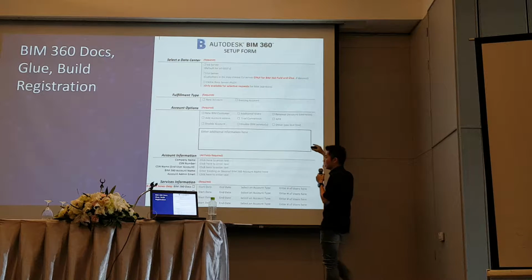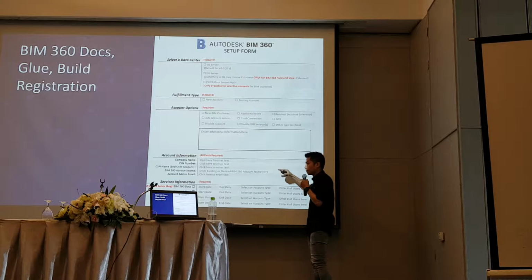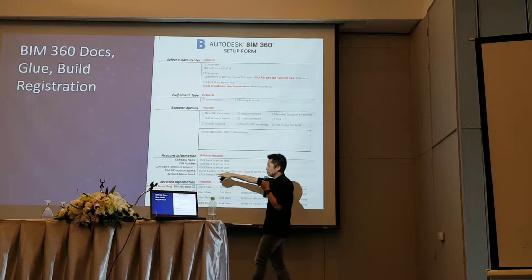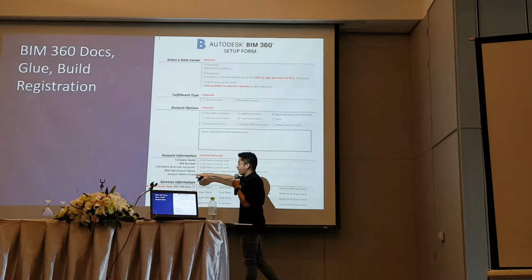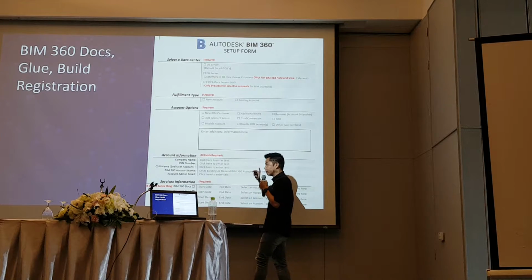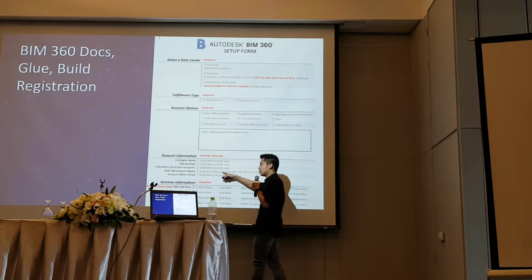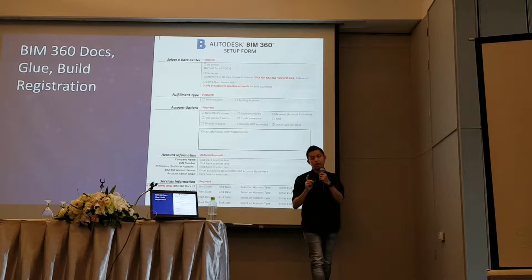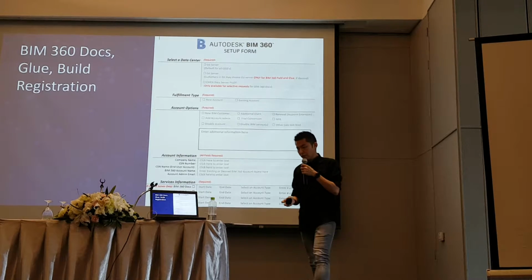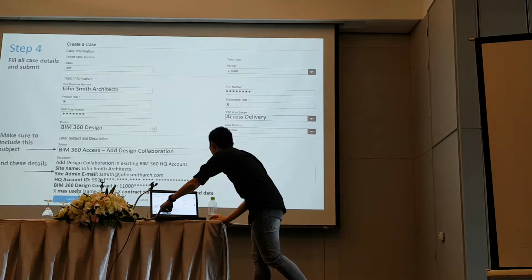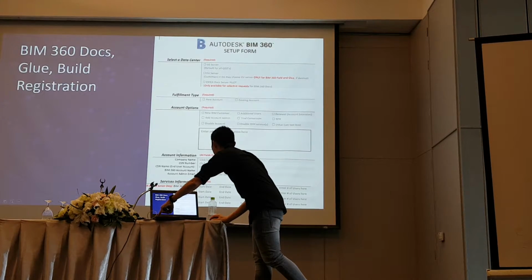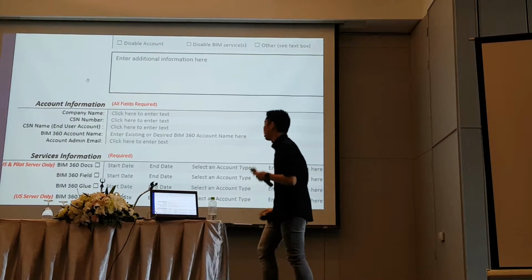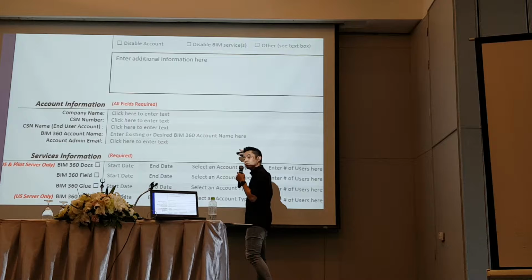Now, the rest of the things are pretty standard. You fill up company name and so on. This is the most important thing: BIM 360 account name and account admin email. You tell the existing customer, same as just now, to put in the site name here and the account admin email. Make sure these two are the same as their existing information. Let me just blow up. There you go. So these two things are important for existing.